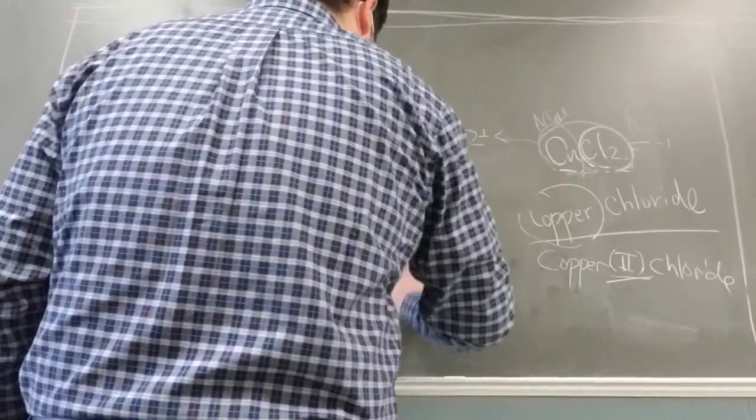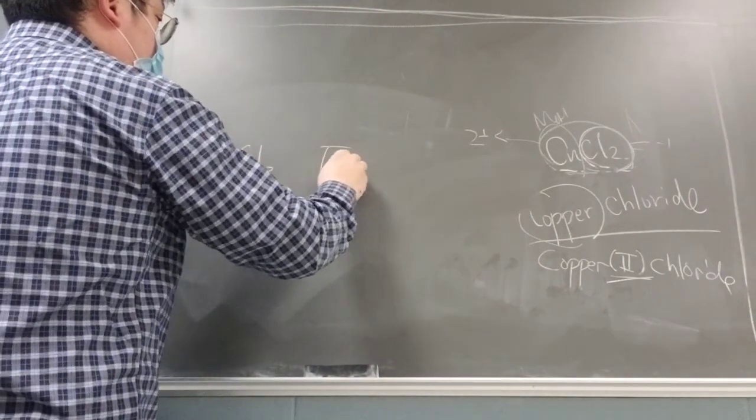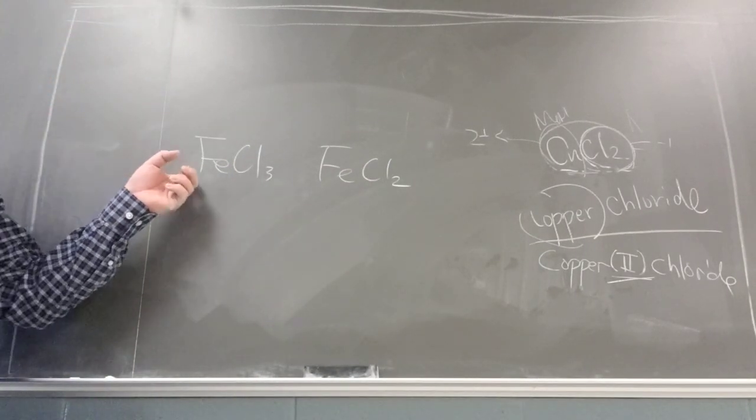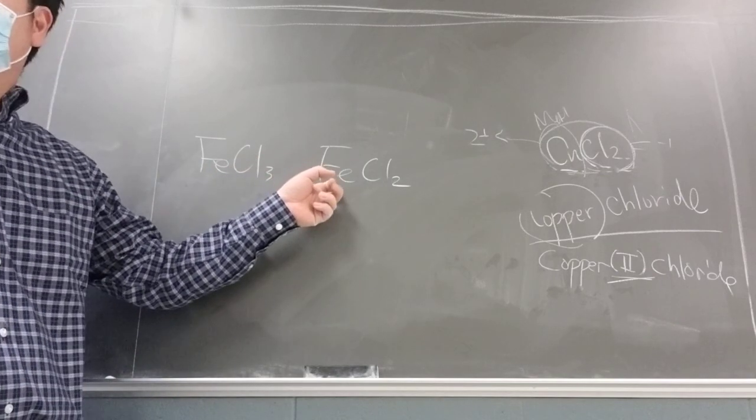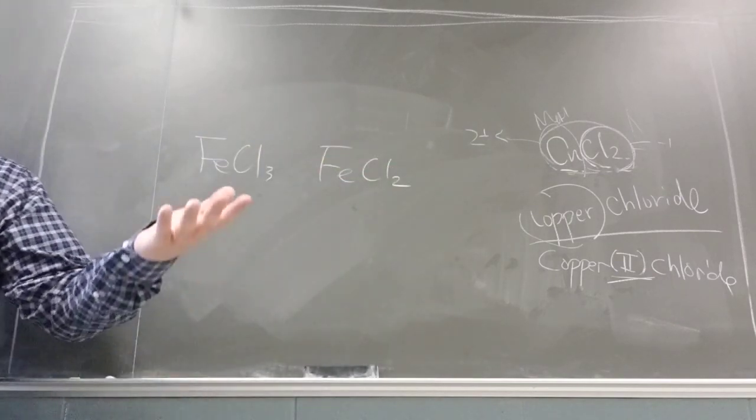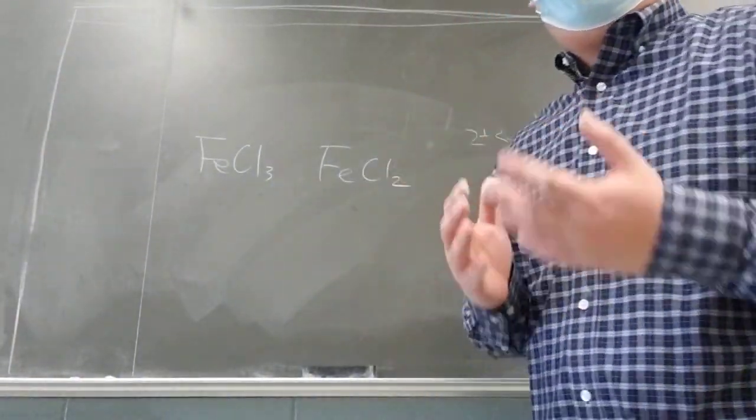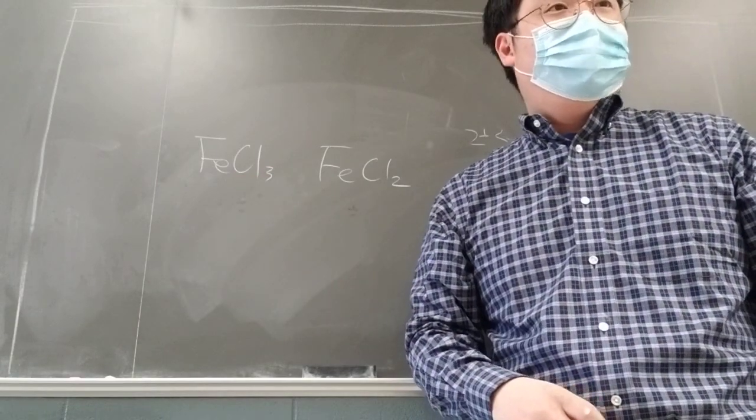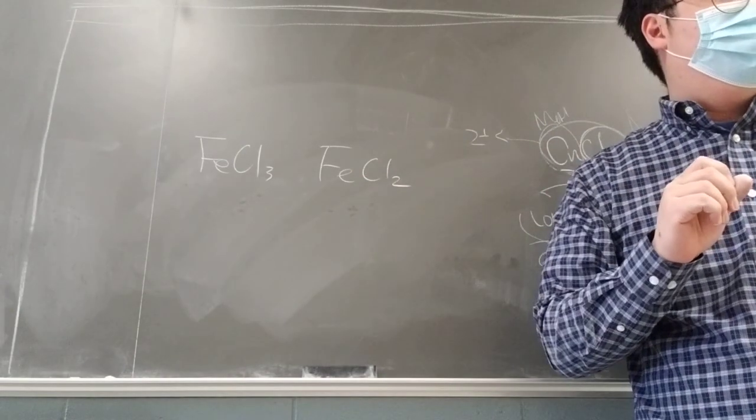So for example, if I give you these two, the name will be what? Iron 3 chloride, perfect. This will be iron 2, perfect. So this is why you just can't say iron chloride, because you need to know which one of them. By saying iron chloride, then you can say, oh, this is iron 3, this is iron 2 chloride.